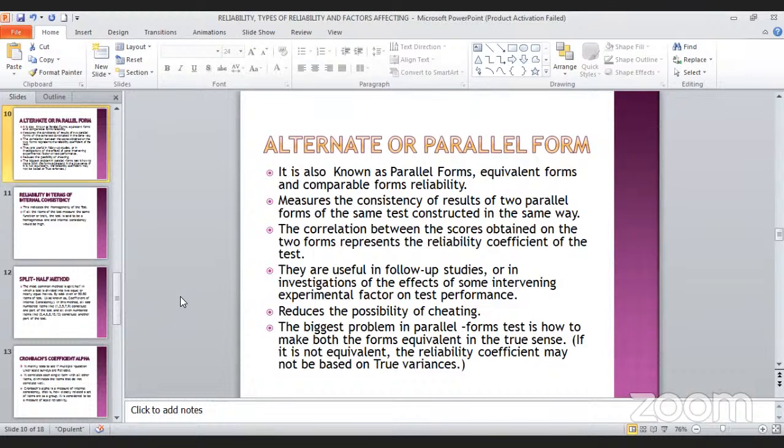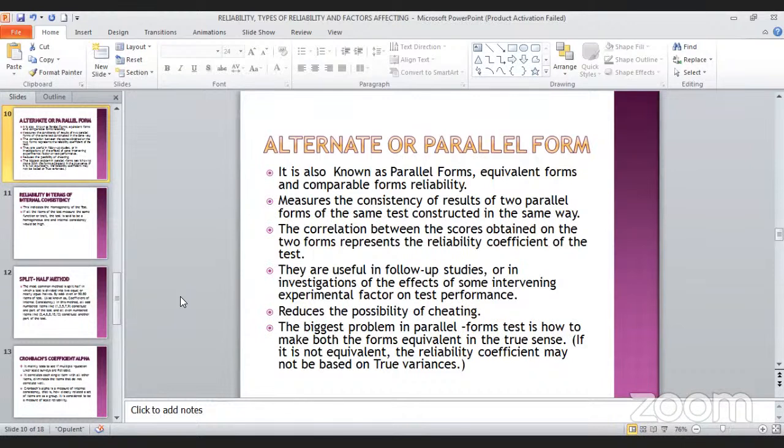The biggest problem in parallel forms tests is how to make both the forms equivalent in the true sense. If they are not equivalent, the reliability coefficient may not be based on true variances. So in case of parallel forms, we can say that the two equivalent forms should be met. So what do you mean by the equivalent forms? A test that is intended to measure the same phenomena. The content must be the same, but the items will be different. Not the items different, the item position will be different. Item position will be different.